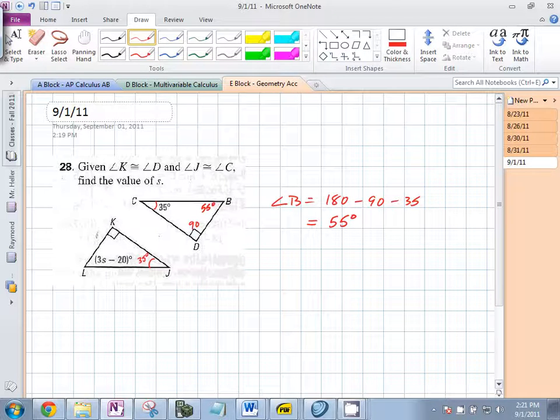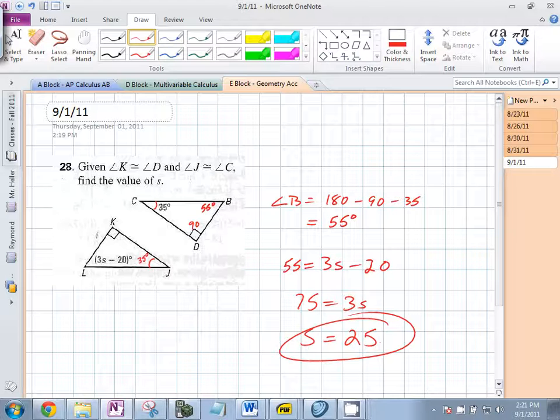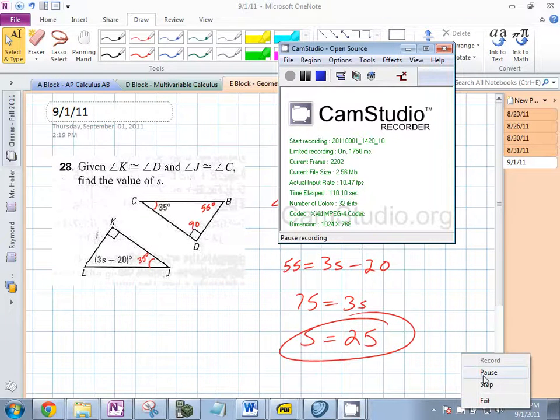So what equation can you set up now? 55 is equal to what? 3s minus 20, exactly. So you know that 75 is equal to 3s, so s is equal to? 25. We good? We like that one? Is that good? Yeah. Okay, I'll give you more lead time this time.